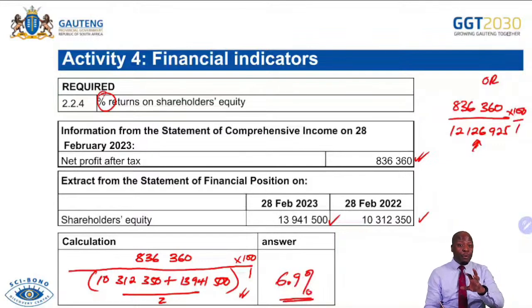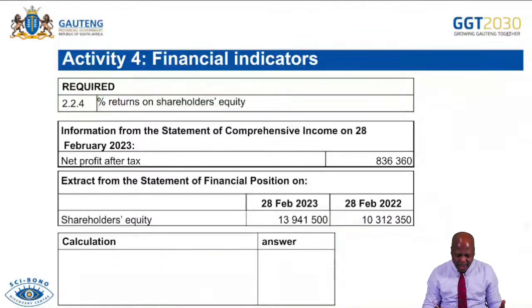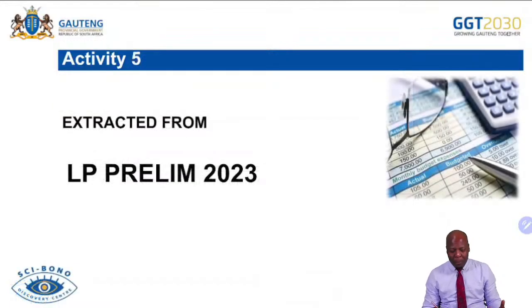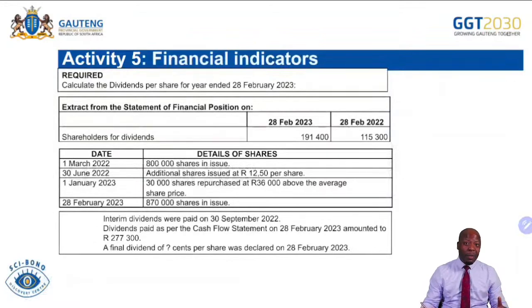Okay, so remember what I promised you earlier on when we were doing the DPS, that I was going to look at how it was tested as well in a different paper. Let's quickly now look at the Limpopo prelim. This is going to be the last activity for today. In this paper, I also tweaked it a bit so that I can just express what I wanted to show you guys. Okay, so I changed this question a bit just so I can try to do this calculation to the point that you can understand if it comes in a different way.